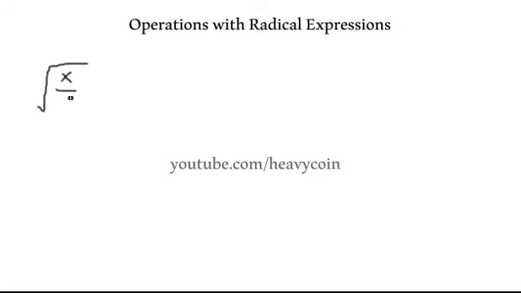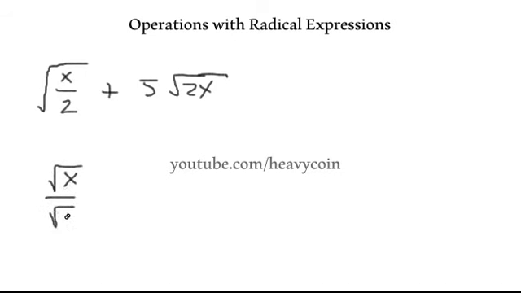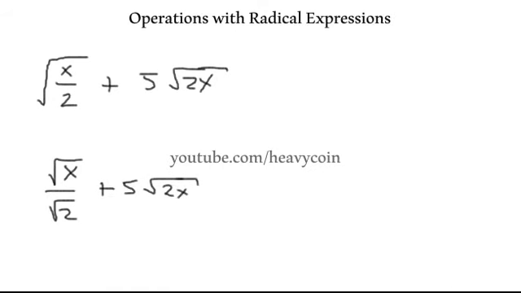We'll work one that's got a variable here, plus 5 square roots of 2x. I'm going to rewrite this part here as the square root of x over the square root of 2, plus, and then we'll just keep that the same. There's nothing we can do with that.